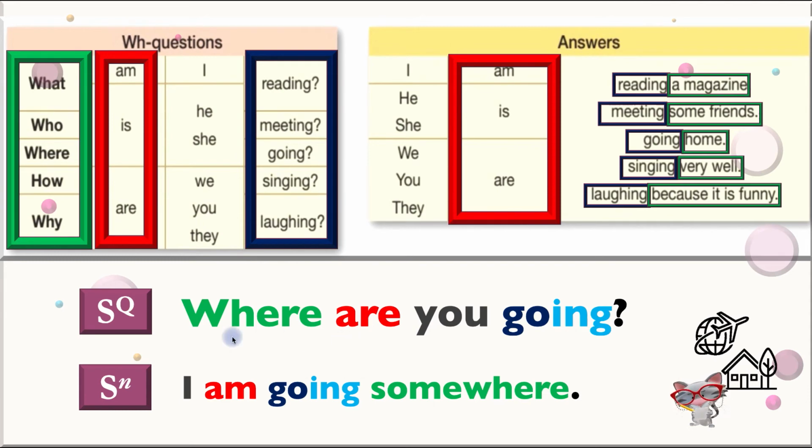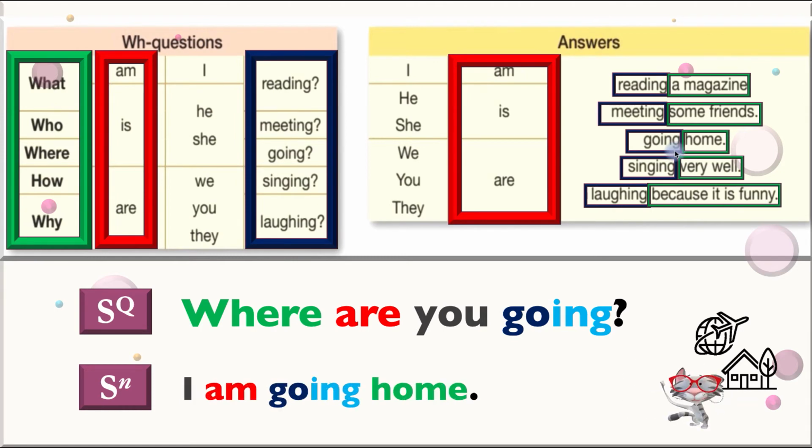Where are you going? I am going somewhere. So where answers, see, somewhere, some place. You can see the example up here. Where are you going? I am going home. I am going to work. Notice with home, you don't say I am going to home, we say I'm going home. But you would say I'm going to school, I'm going to work, I'm going to study, I'm going to the cinema. But home is just I'm going home.